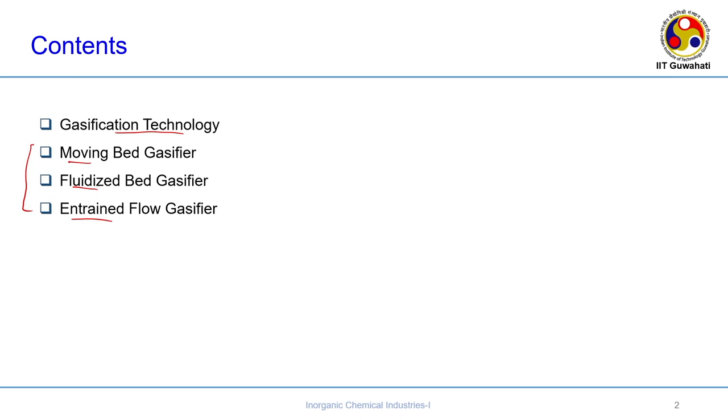They will use any one of these, but out of these three, the entrained flow gasifier is the one which can handle all types of coal, while the other two have some limitation regarding the components present within the coal. This one, the entrained flow gasifier, we will take in detail. Coal, you must know the types: bituminous, anthracite, lignite. It can handle every type of coal. So let us first start with the moving bed gasifier.